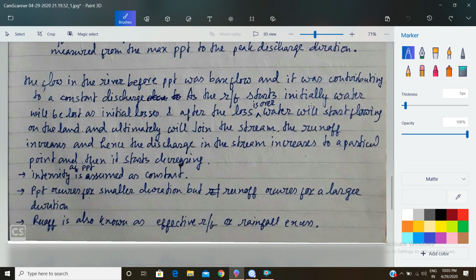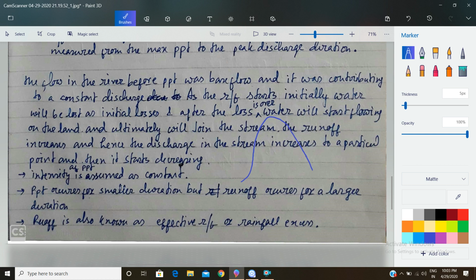As the rainfall starts, initially water will be lost in initial losses, and after the loss is over, water will start flowing on the land and ultimately will join the stream. The runoff increases, hence the discharge in the stream increases to a particular point, and then it starts decreasing. It will increase first, then it will decrease. After some time it will be 0.